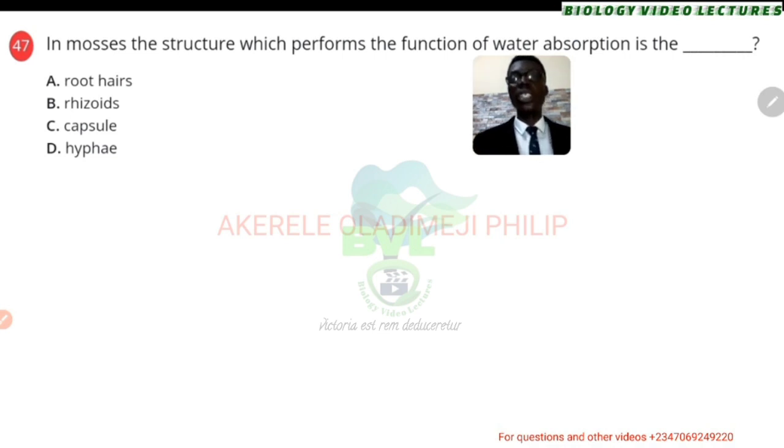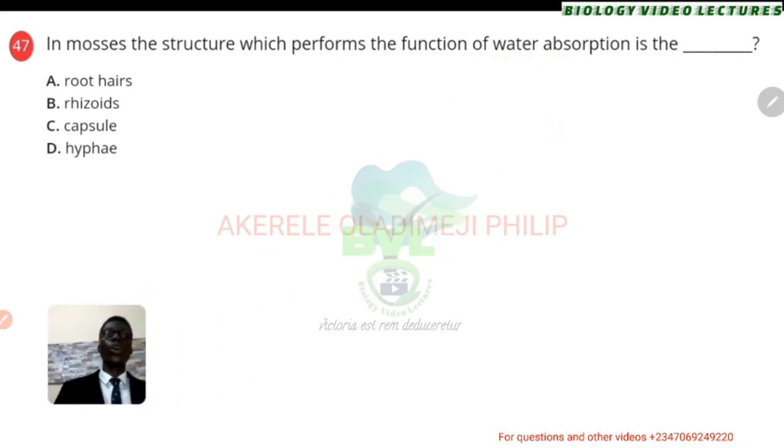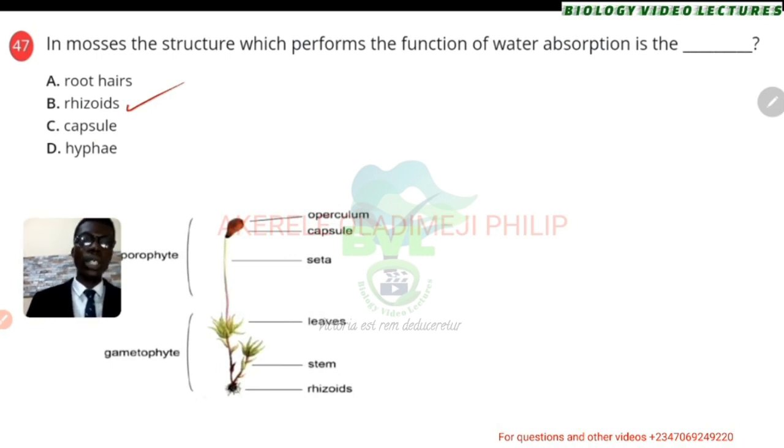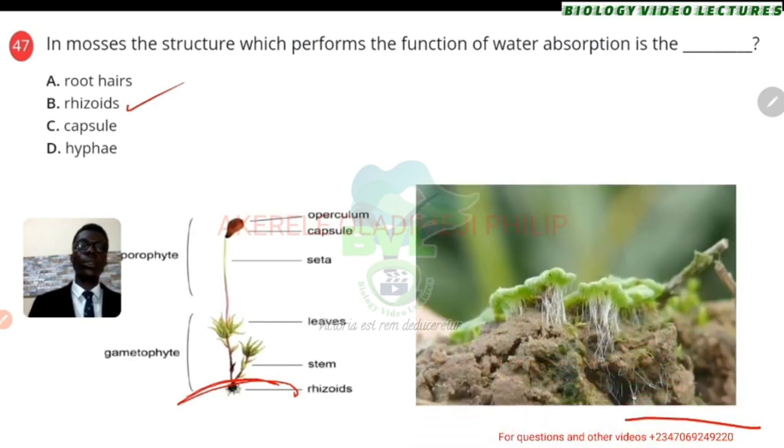In mosses, the structure which performs the function of water absorption, they don't have roots, so it can't be roots. The answer is rhizoid, and that looks like this. This is a rhizoid, which is going to attach to where it's living, and this is the rhizoid very magnified. I think this is liverwort, one of the categories of mosses, so to say. It's part of bryophyte, which has rhizoids for attachment.